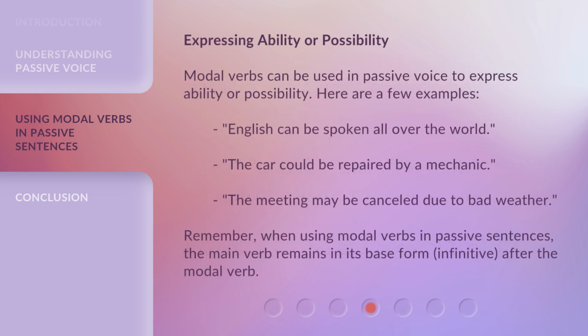Expressing ability or possibility. Modal verbs can be used in passive voice to express ability or possibility. Here are a few examples. English can be spoken all over the world. The car could be repaired by a mechanic. The meeting may be cancelled due to bad weather. Remember, when using modal verbs in passive sentences, the main verb remains in its base form, infinitive, after the modal verb.